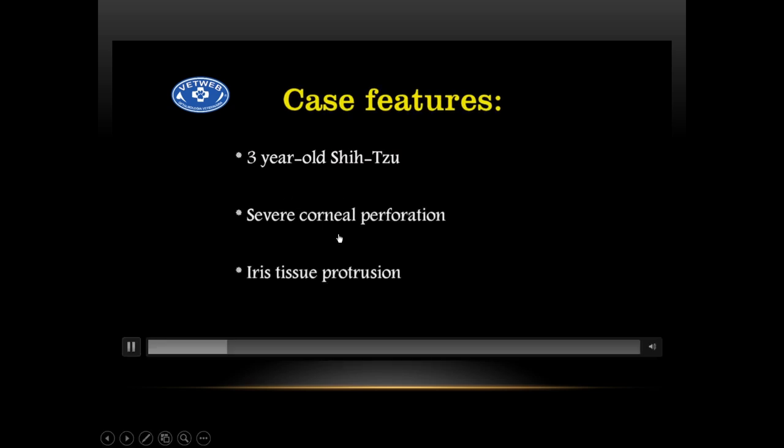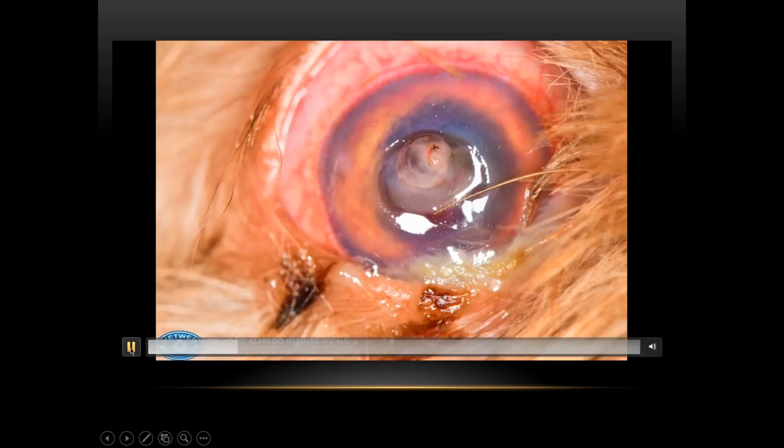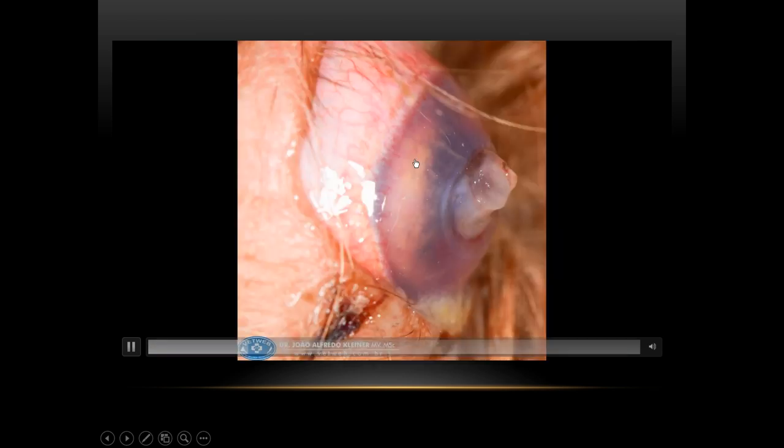So this video is about the case that I showed you guys previously. It's a 3-year-old Shih Tzu with severe cornea perforation and melting already. So see how severe the lesion is. We have some iris tissue showing up there. This is a picture from the side. So we have aphakia already. This is a melting of the cornea, okay?